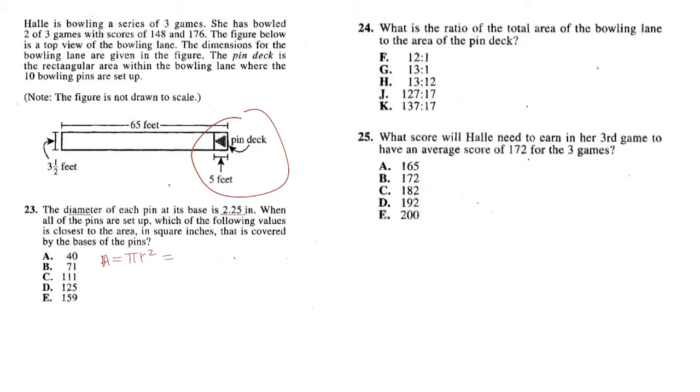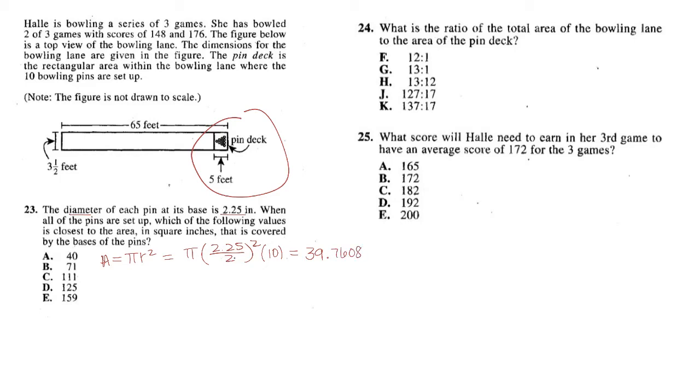So the area of one pin, the base of that, is going to be pi times 2.25 divided by 2, all squared. And you can do all of that in your calculator. And then, how many pins do we have? It told us we had 10 pins, so we could go ahead and multiply that. And all of that in our calculators, it gave me 39.7608.